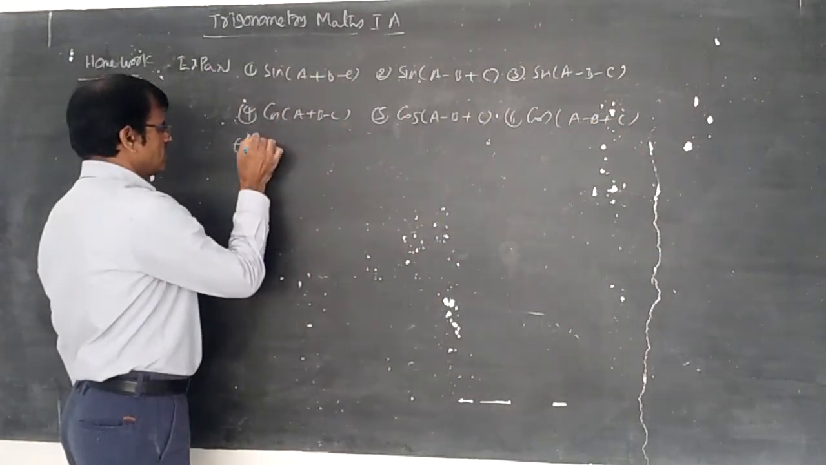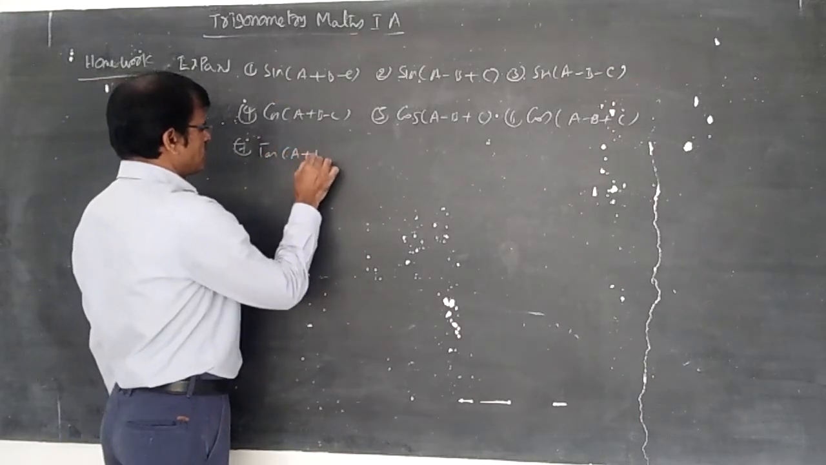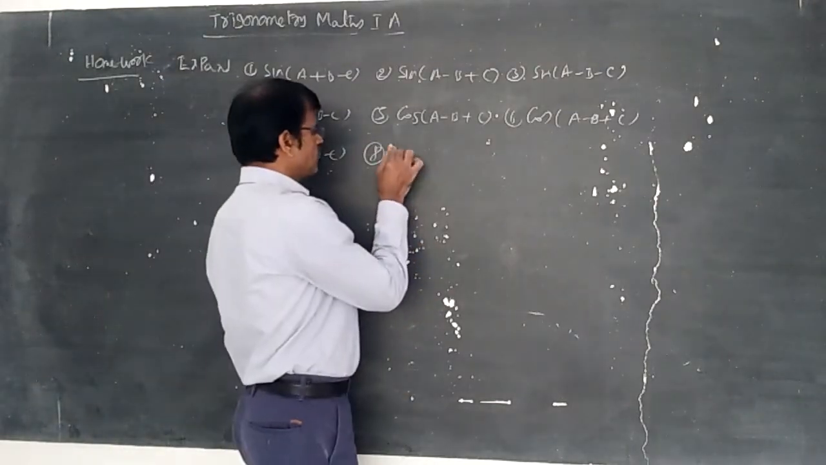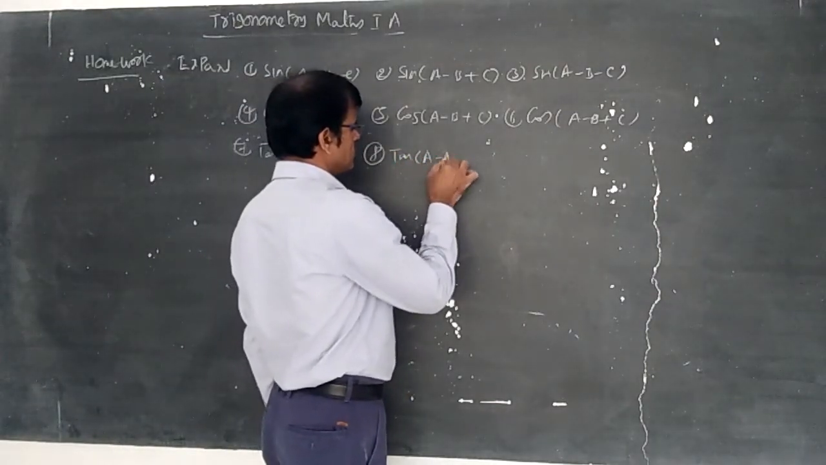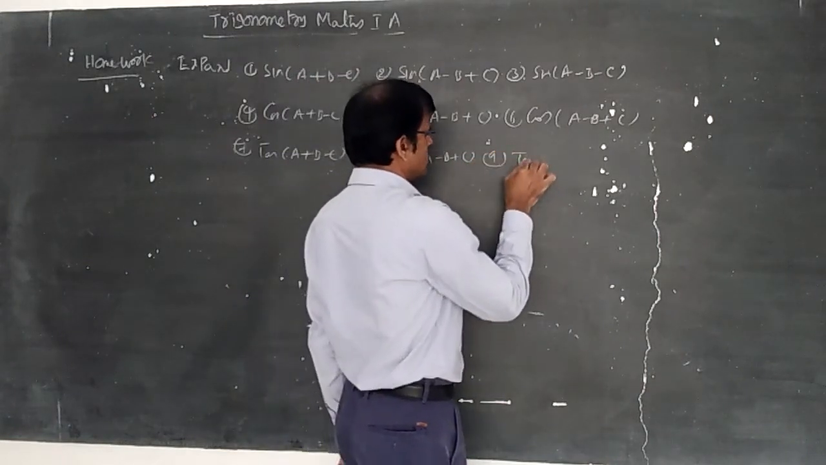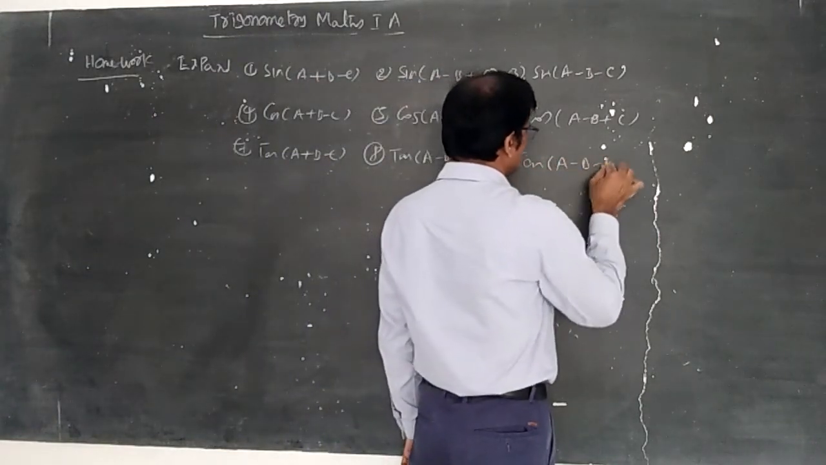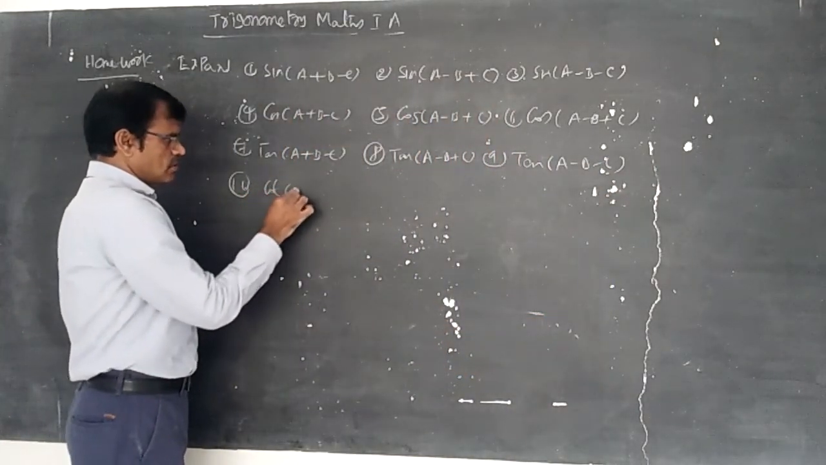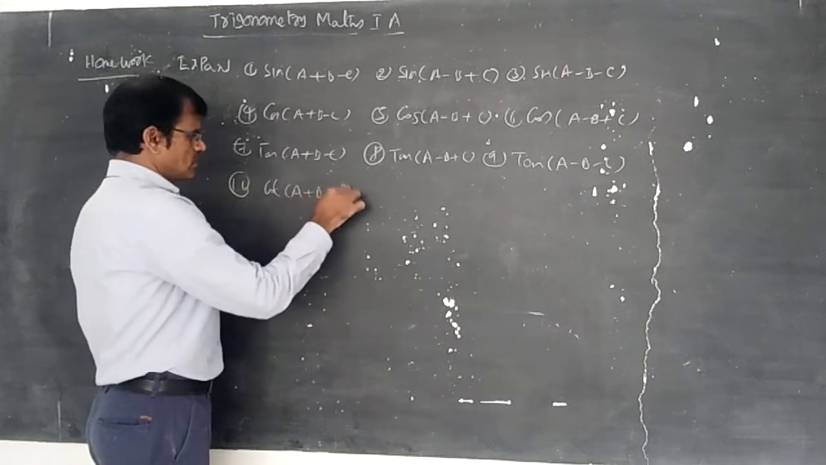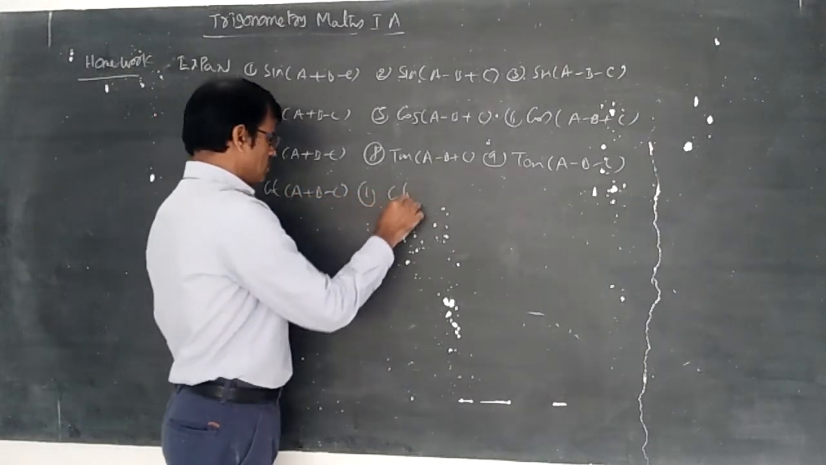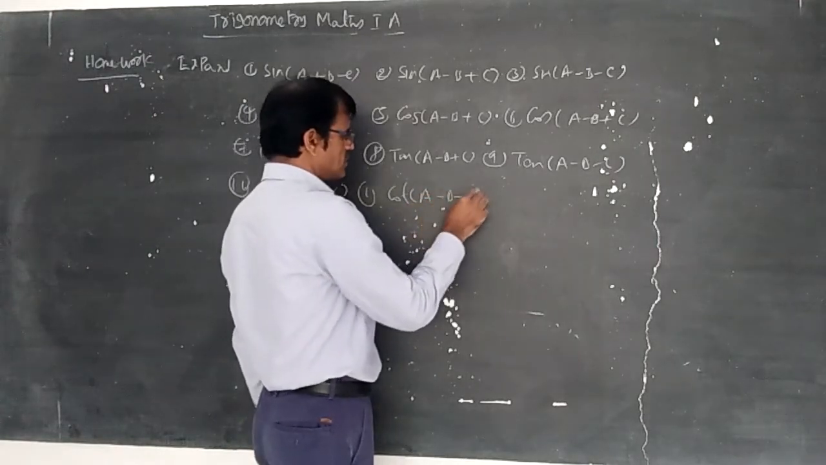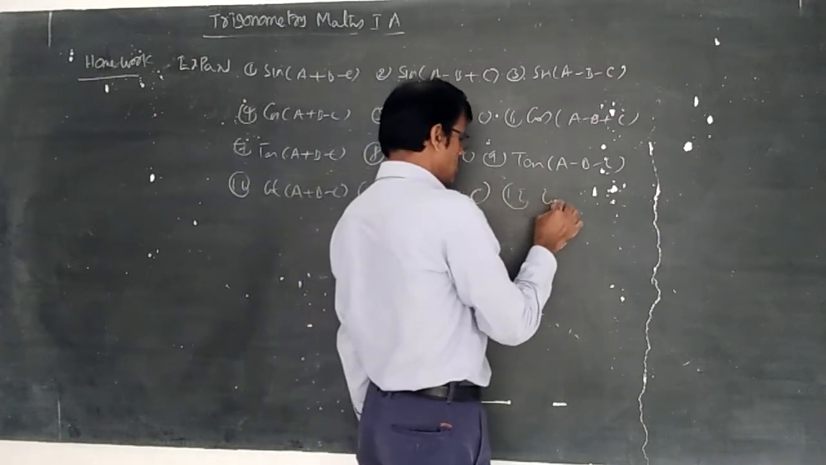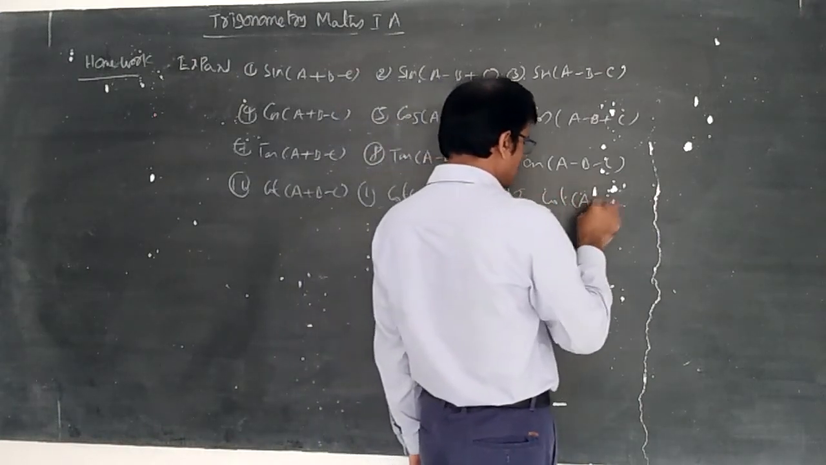Seventh one, tan of a plus b minus c. Eighth one, tan of a minus b plus c. Ninth one, tan of a minus b minus c. 10th one, cot of a plus b minus c. 11th one, cot of a minus b plus c. 12th one, cot of a minus b minus c.